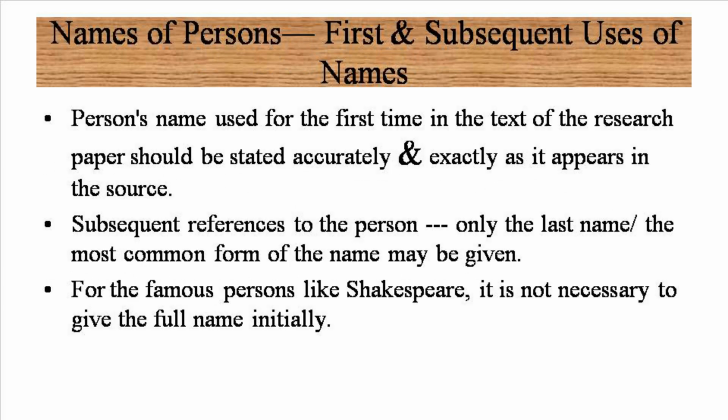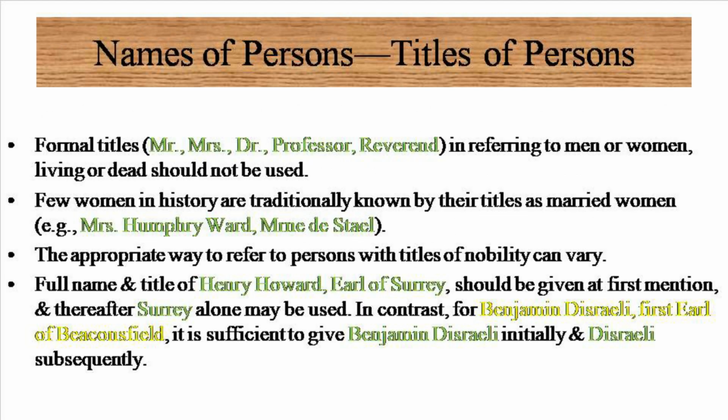With regard to the use of names of persons, a person's name used for the first time in the text of the research paper should be stated accurately and exactly as it appears in the source. In subsequent references to the person, only the last name or the most common form of the name may be given. For famous persons like Shakespeare, it is not necessary to give the full name initially.